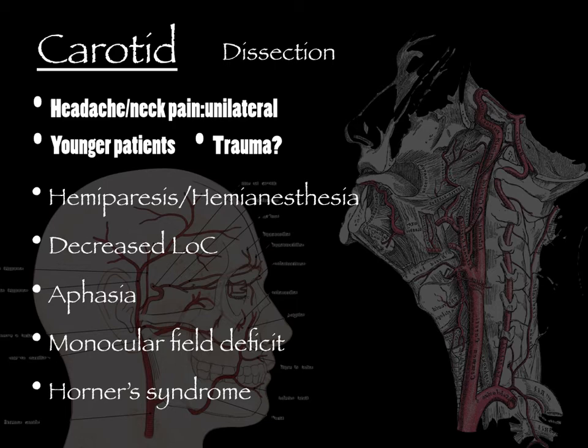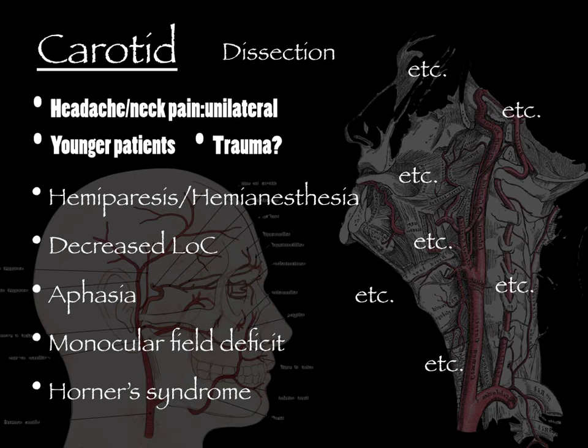You can get a monocular field deficit because remember, the ophthalmic artery is the first branch off the internal carotid artery. Okay, so if this dissects into there or causes a clot to run into there, then you can lose vision in one eye. And you can also get Horner syndrome, as well as lots and lots of other things. But these tend to correspond to the ACA and the MCA.